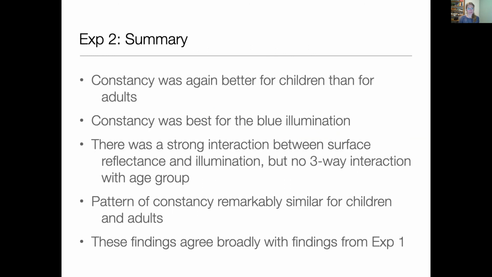So to summarize, we found essentially the same results. We found that constancy was better for children, that it was best for the blue illumination, and that there was this strong interaction between surface reflectance and illumination, but no three-way interaction with age group, meaning that this pattern was the same or very similar for children and adults. So the only difference really was that the developmental trajectories were not exactly the same, but broadly we found the same results.